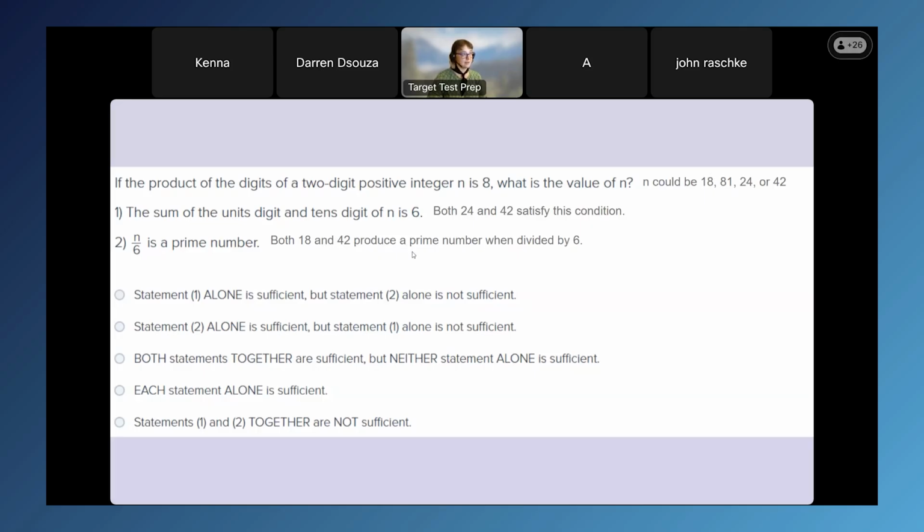But if we triangulate with what we have learned from both statements, there is only one option that meets both of these criteria, which is 42. So the correct answer is C. Both statements together are sufficient, but neither statement alone is sufficient. Any questions on that one? Let's look at our next choice.